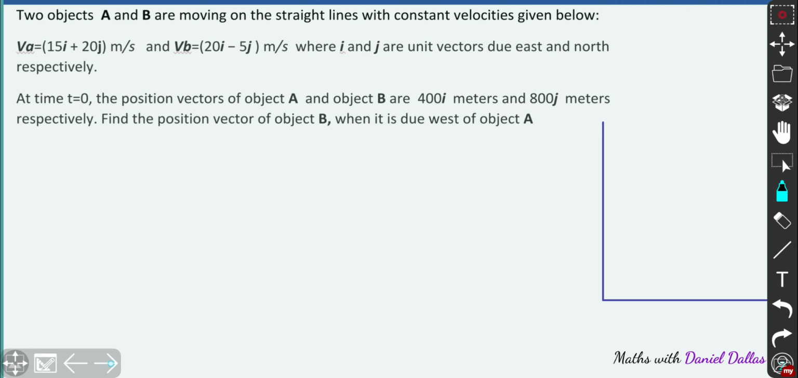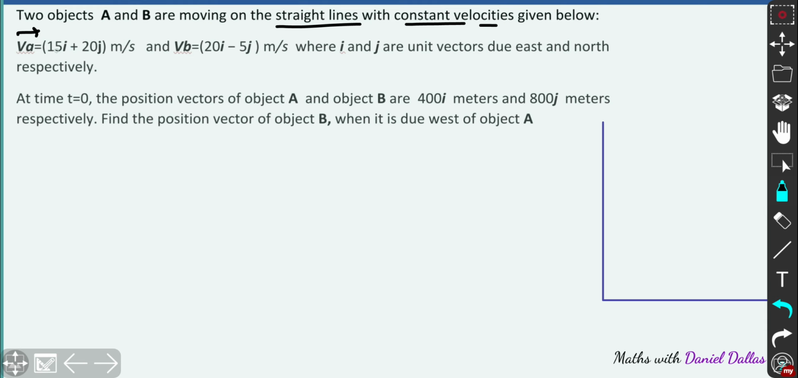We have two objects A and B which are moving on a straight line with constant velocity given below. We have the straight lines, and also the next fact is that it's a constant velocity, because velocity is a vector quantity in physics and in applied math as well. So constant velocity means no change in direction as the vector, and no change in the magnitude as well. So velocity as the vector stays the same.